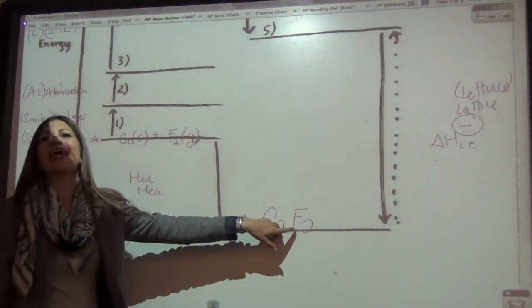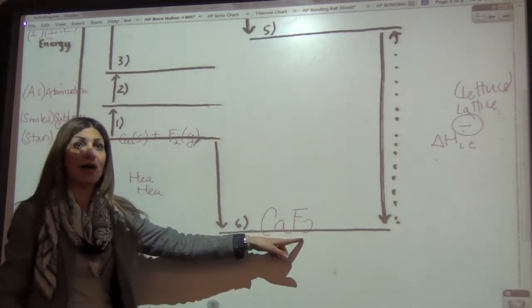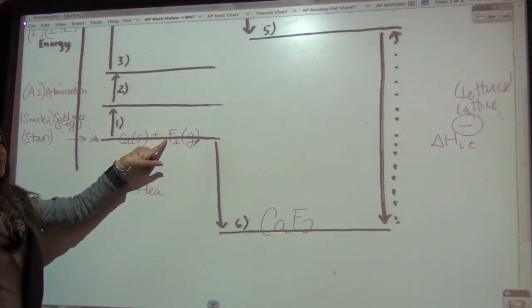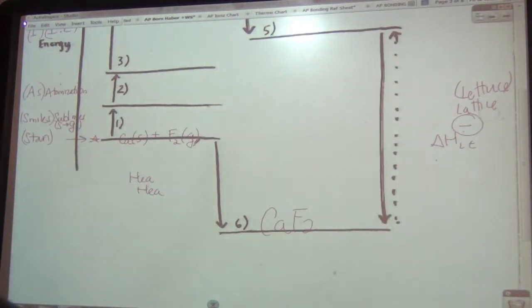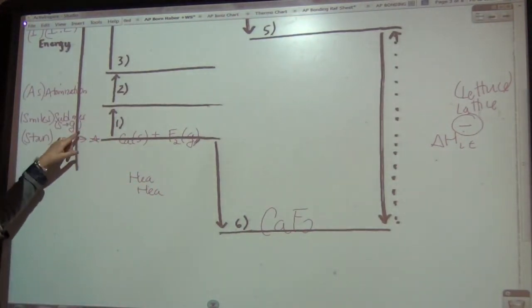If this were CaF, like you would have CaS, for example, then you would be saying 1/2 F2, because there would only be one F. So you want to make sure that it's balanced, which that is balanced. So that's step number 1. The very first thing you're going to do is put them in their standard states.